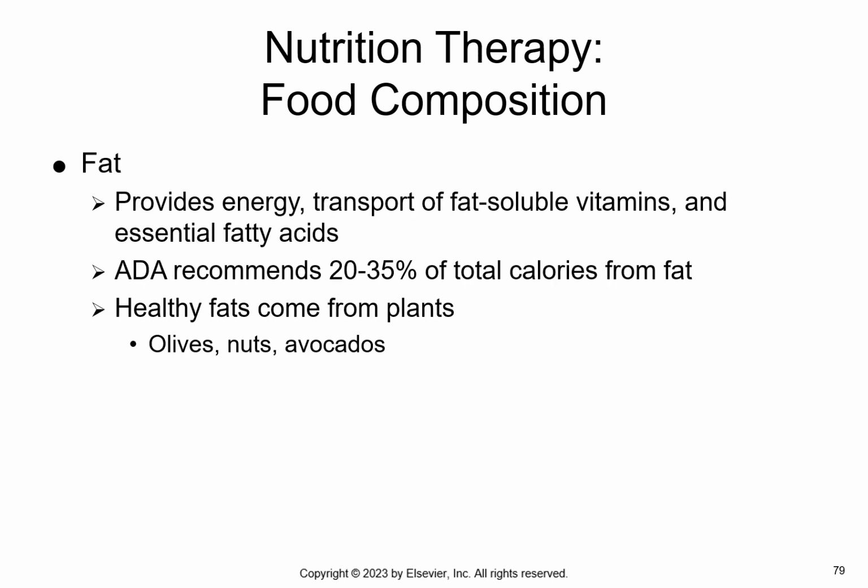Fat. Fat provides energy, transports fat-soluble vitamins, and provides essential fatty acids. The ADA recommends 20 to 35% of total calorie intake from fat. People with diabetes benefit from eating fewer carbohydrate foods that are higher in total fat. Healthy fats are those that come from plants such as olives, nuts, and avocados.